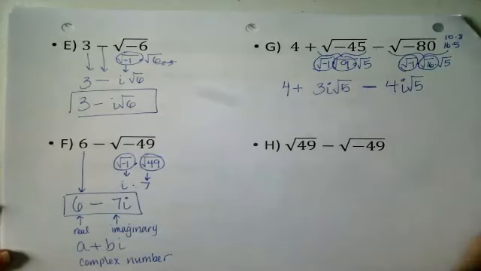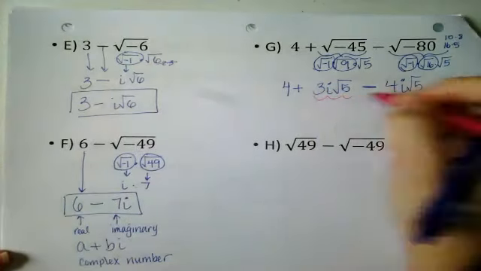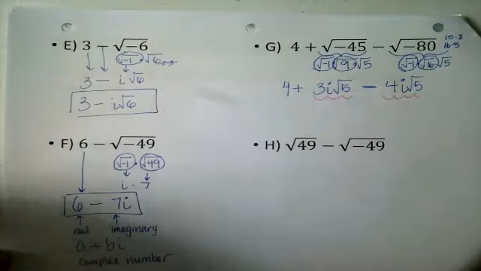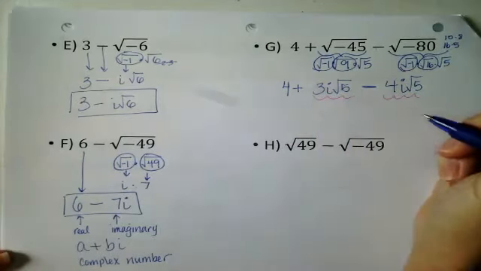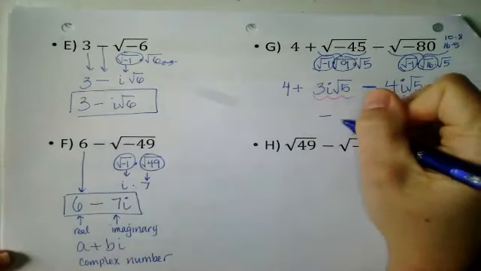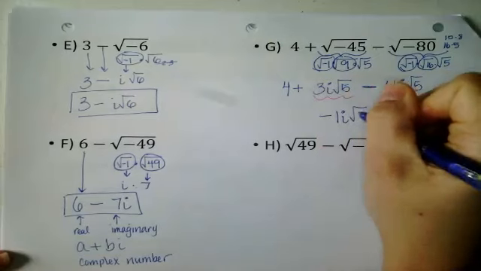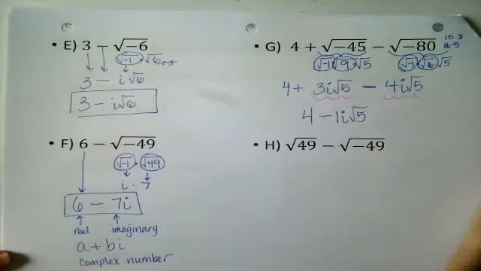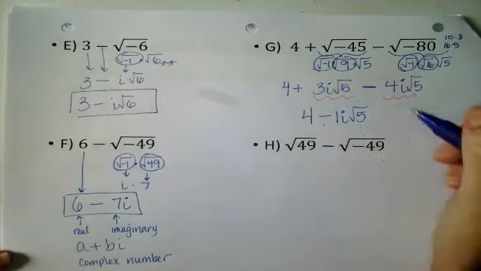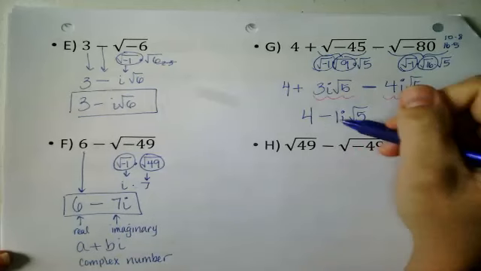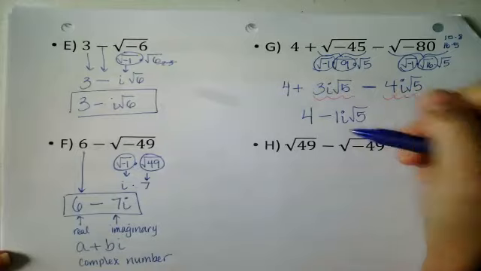And now look, we've got some like radicals. 3i radical 5 minus 4i radical 5 is negative 1i radical 5. There's a 4 still hanging out in front. So this is 4 minus i radical 5. You can write the 1 or you don't need the 1. It means the same thing.